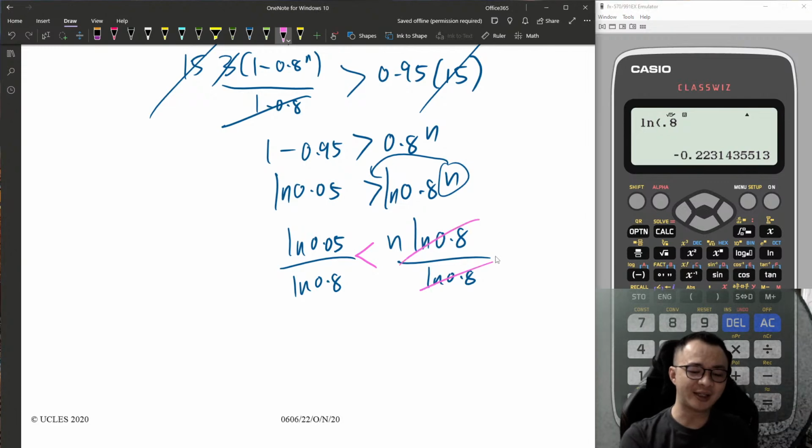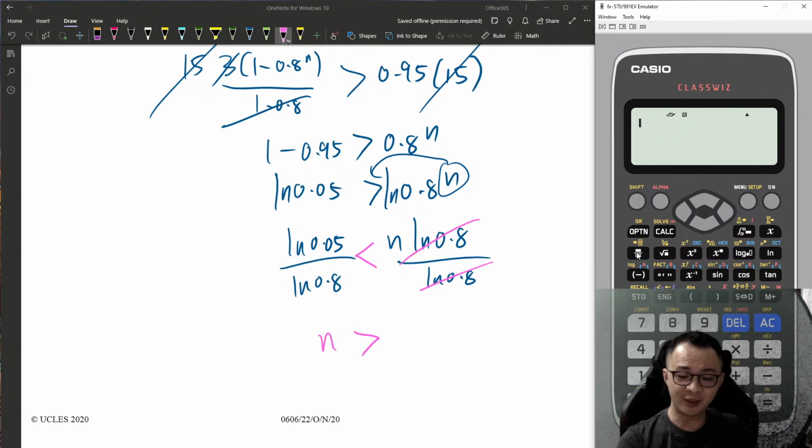Alright, then this one cut. I got n must be bigger than, okay, this one let's do it. ln 0.05 over, close the bracket, what's wrong with my cursor? Over ln 0.8. Okay, you might ask, why don't you use the log? Because log in this calculator, they force us to type the base. I don't like it. So I use ln, seems easier.